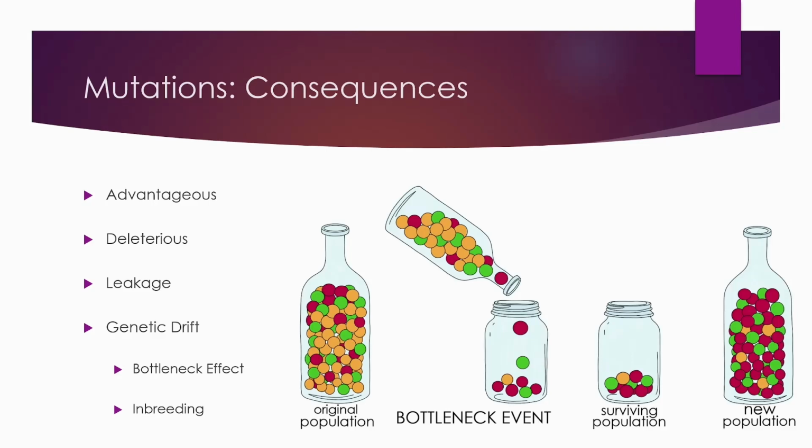Moving on, let's talk about leakage. Genetic leakage is a flow of genes between species. In some cases, individuals from different but closely related species can mate to produce hybrid offspring. These would be things like mules or ligers. These offspring aren't able to reproduce, though, because they have odd numbers of chromosomes. However, a hybrid can reproduce with members of one species or the other.